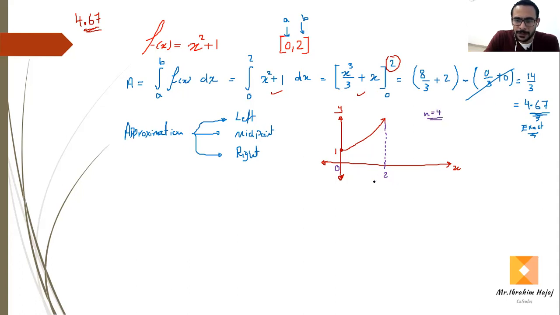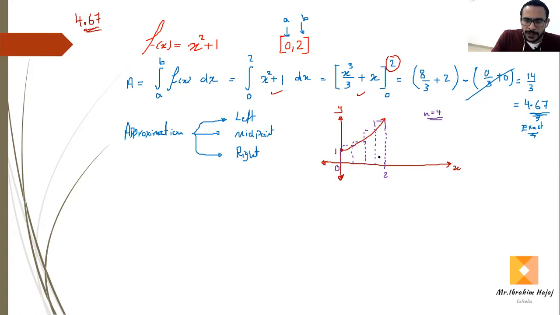I will make 4 sub-intervals, meaning 4 rectangles. So to do 4 rectangles here, like this: 1, 2, 3, 4. Okay, if I connect here like this, guys, we will see the graph later, like this, and make rectangles. So this is the left, the rightmost endpoints rule.